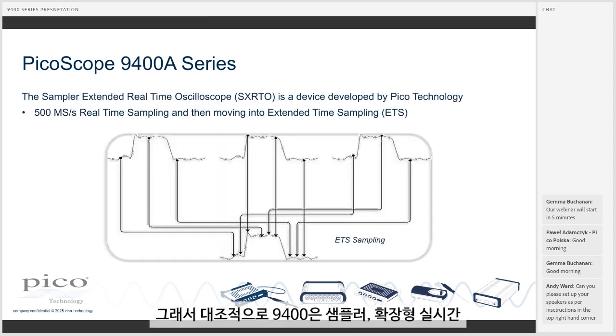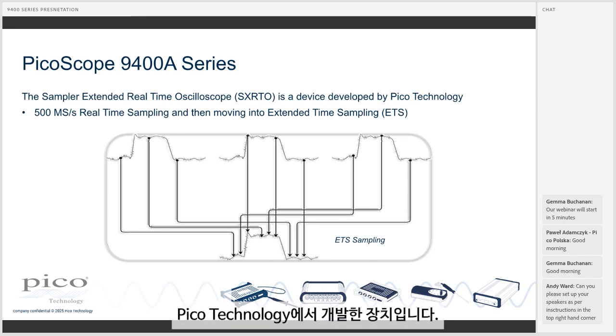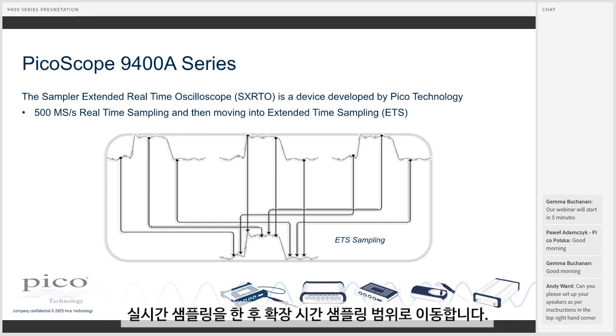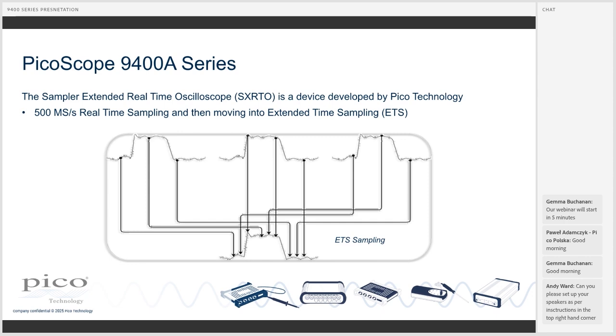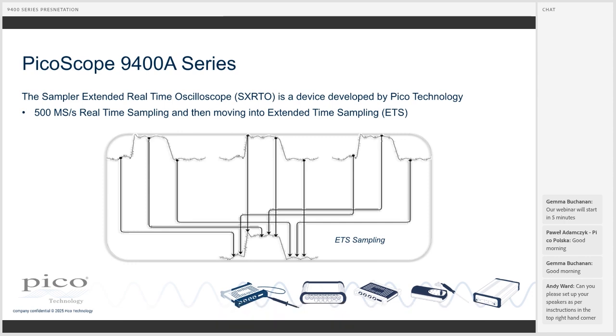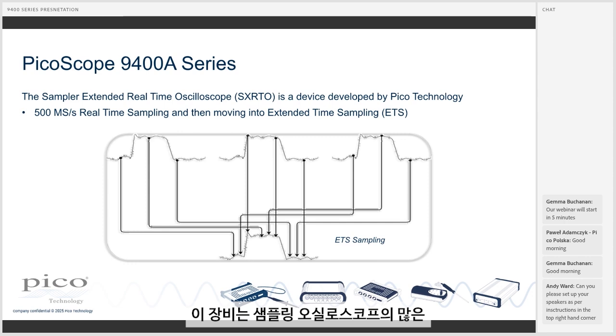By contrast, the 9400A series, the sampler extended real-time oscilloscope, or SXRTO, is a device which has been developed by Pico Technology. It is quite a simple concept in that it works at 500 million samples per second real-time sampling and then moves into the extended time sampling range. It's in this extended time sampling range, or ETS, where all the technology has been applied. And we've taken the PicoSample 3 software from the sampling scopes and developed that into PicoSample 4. And the instrument offers many of the features and benefits of the sampling oscilloscope.